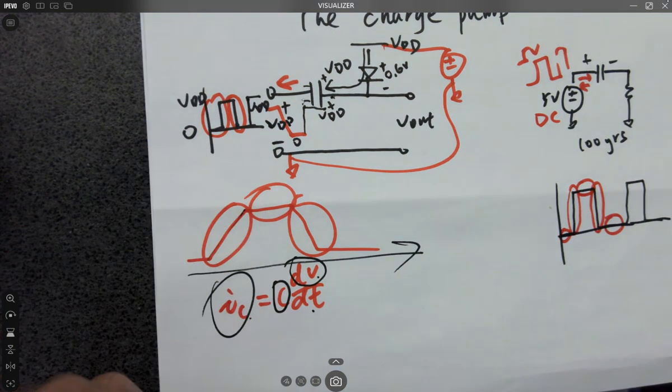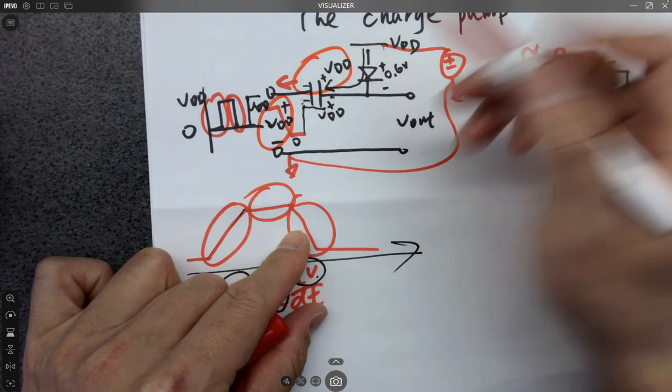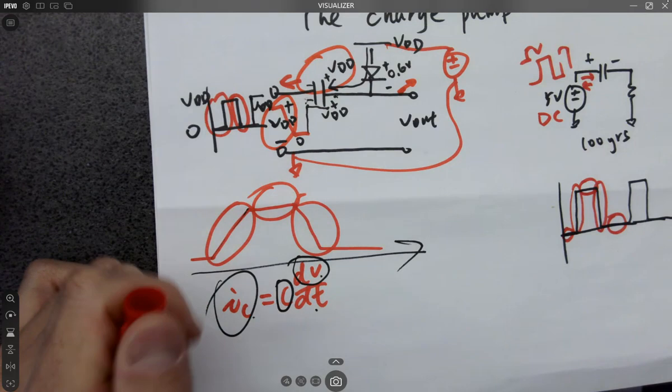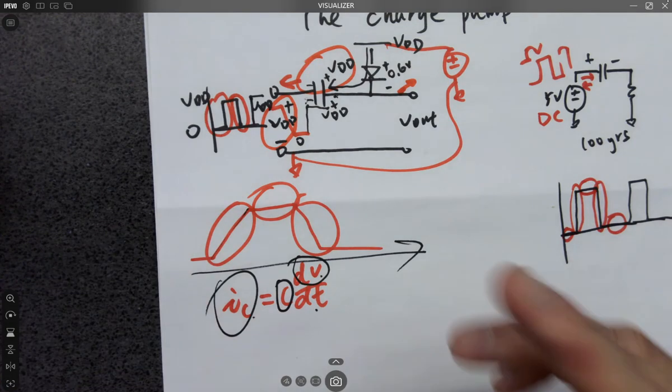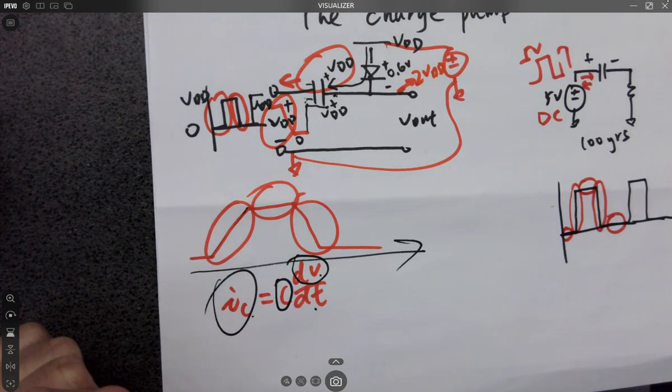If you look at this circuit, it's basically two batteries in series. You're having one VDD, two VDDs. So what's the voltage here? What's the output here would be the maximum? 2 VDDs, right? It's gonna be 2 VDDs. That's why it's called a charge pump. It's pumping up.